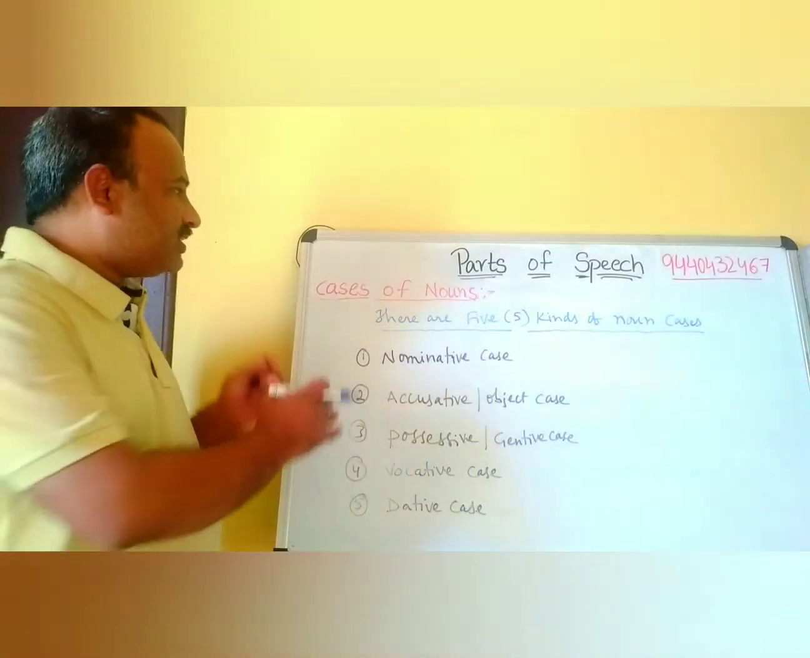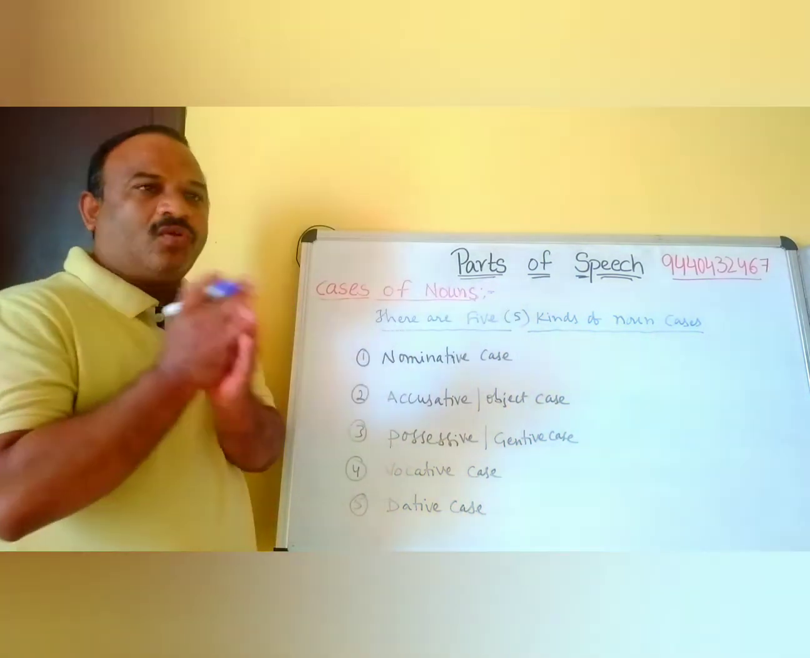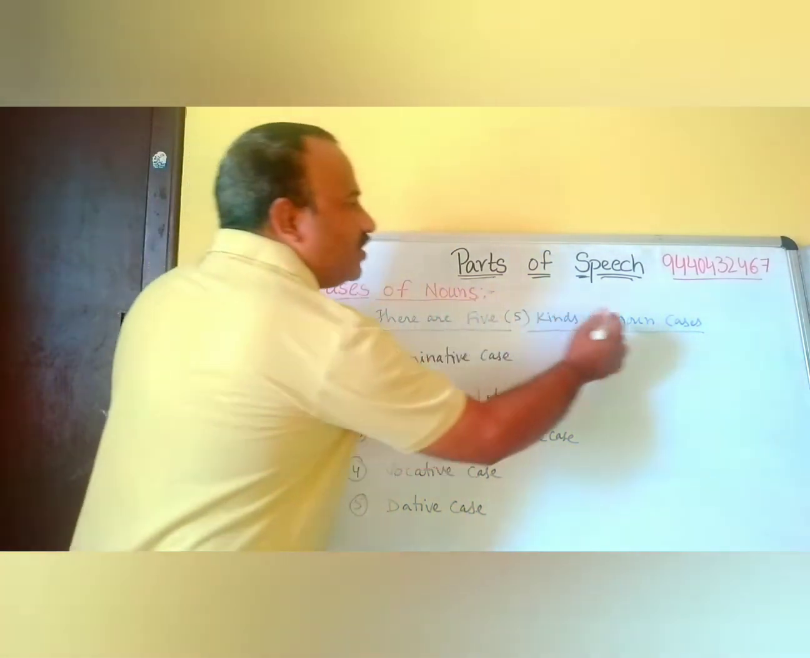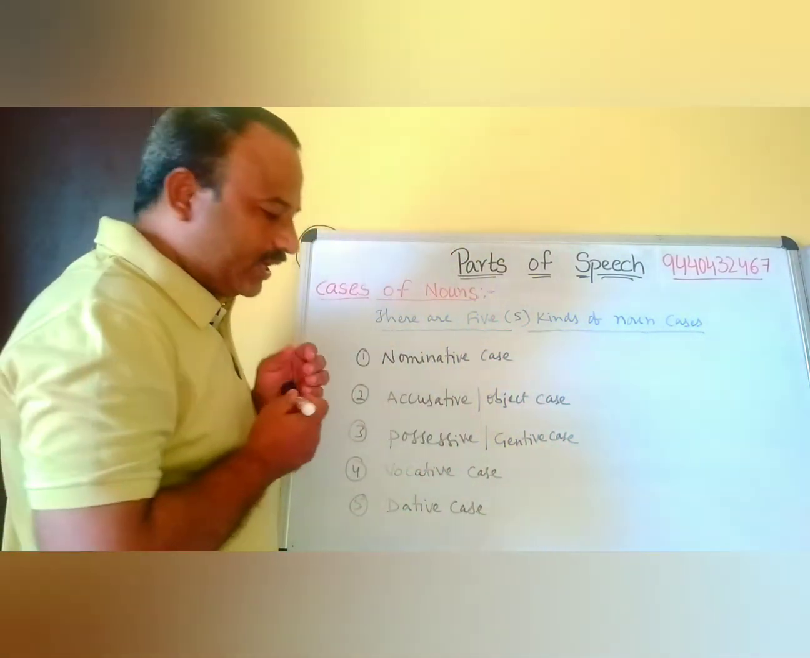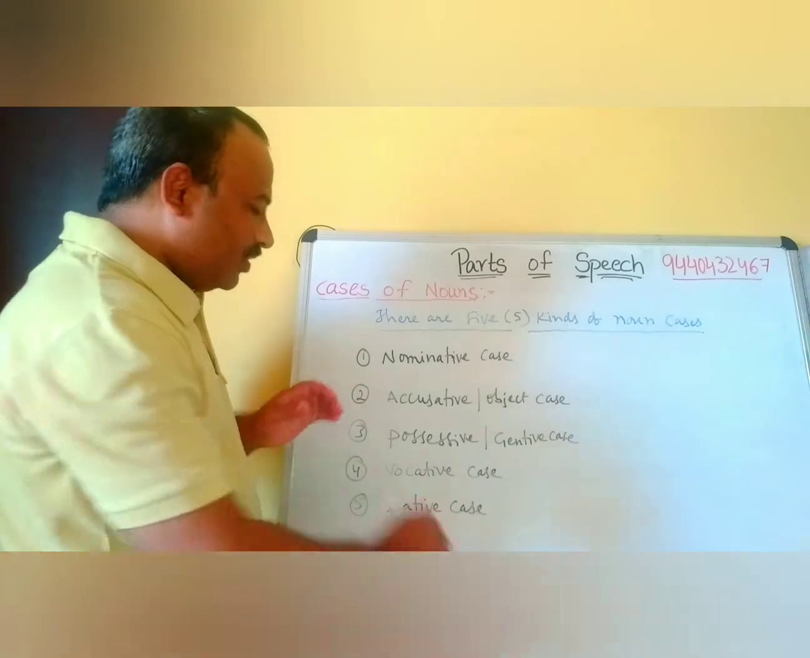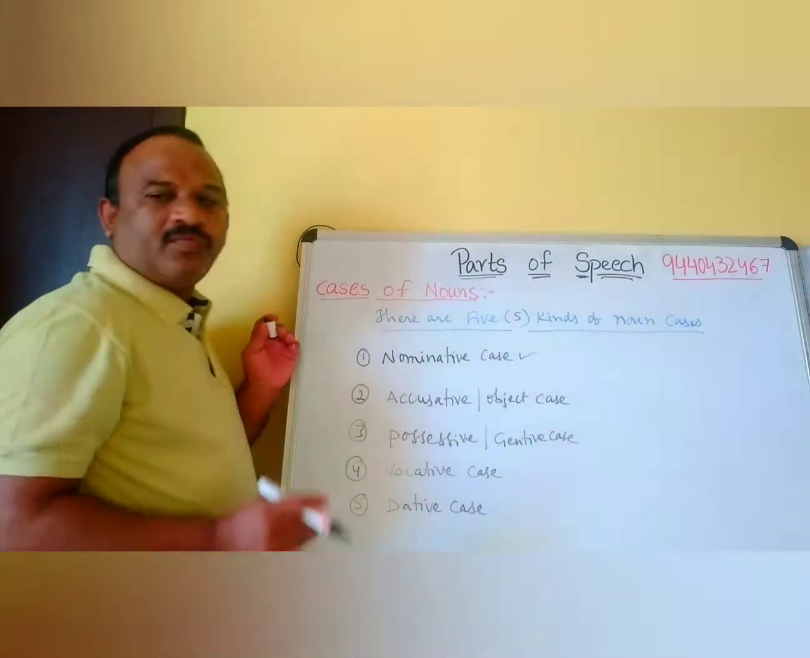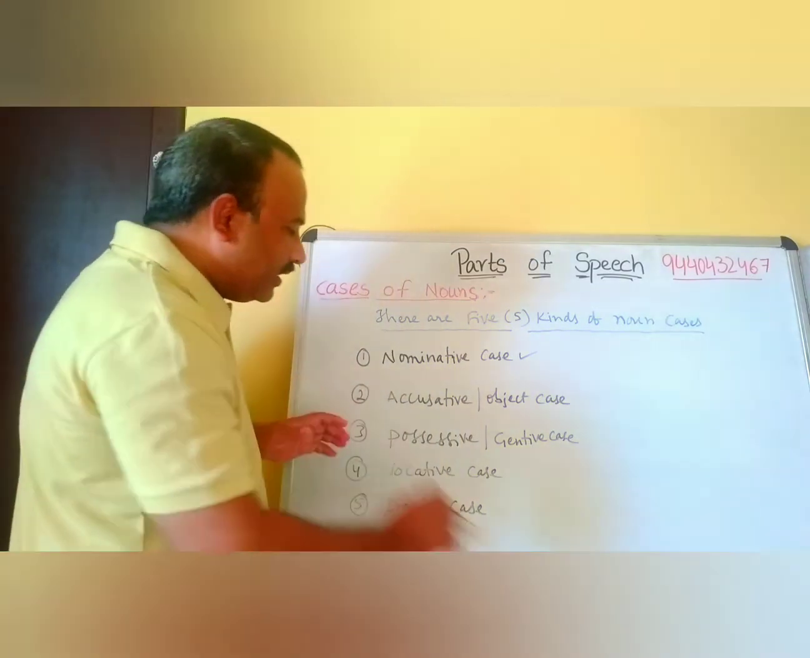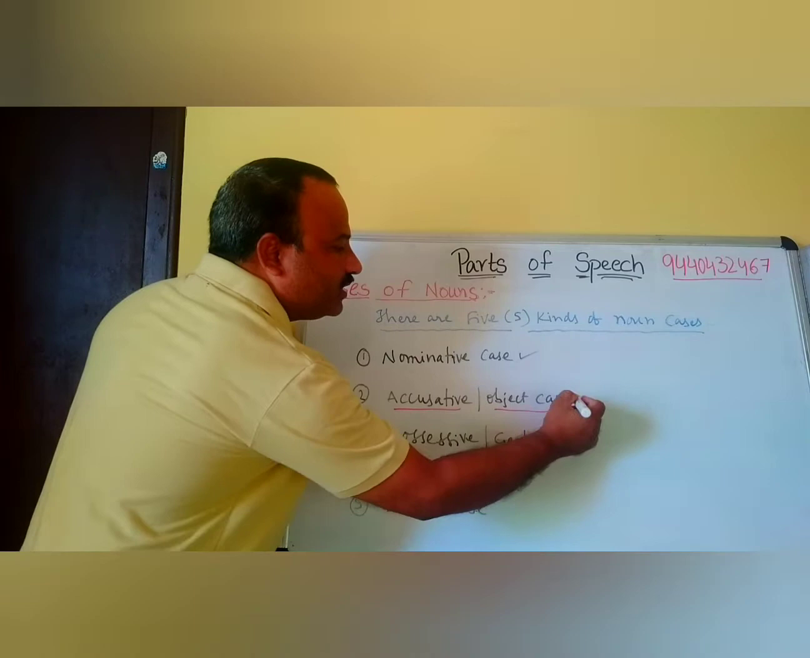Now we are going to discuss cases of nouns. There are 5 kinds of noun cases. What are they? One is nominative case, and the second one is accusative or object case.